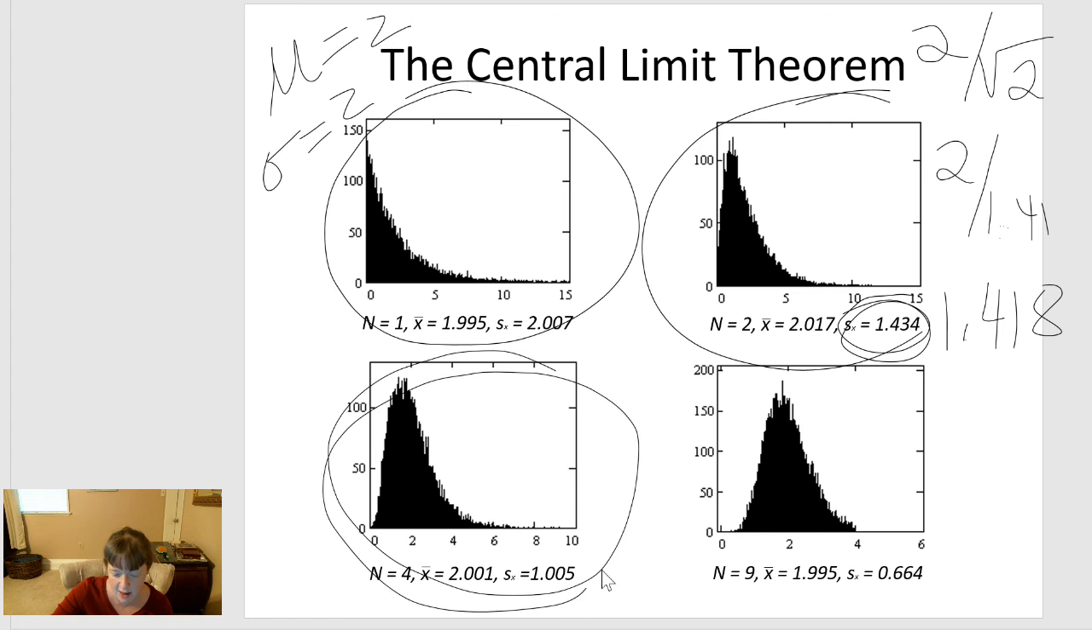Here is my sampling distribution, where instead of having two people in each sample, now I have four people. Notice that the average of all those averages is still two, but the standard error has gotten smaller. Now the standard error is in these 10,000 samples, where each sample has four people in it. Now it's telling me that the actual calculated standard error of all of these samples is 1.005.